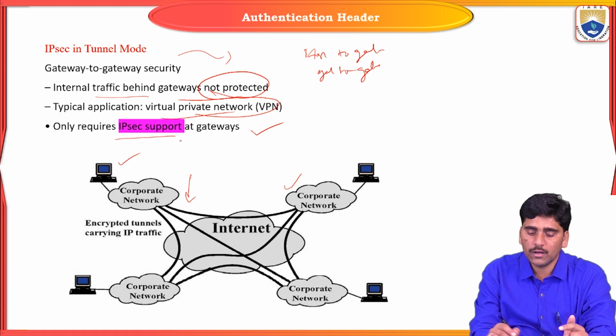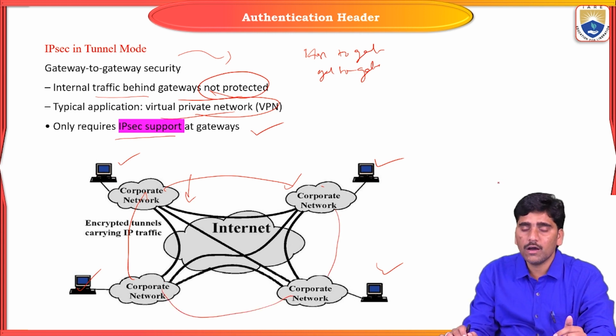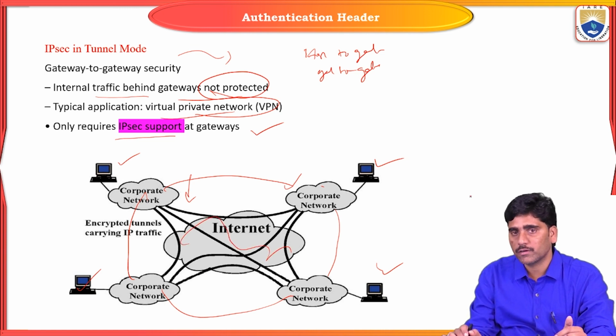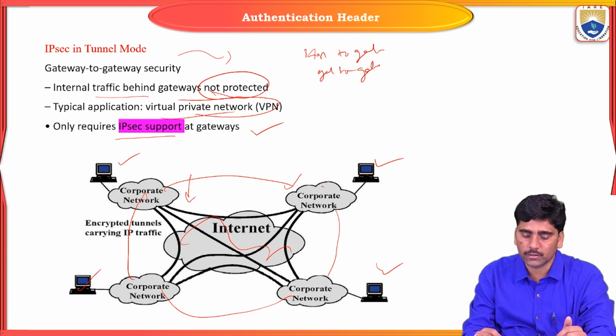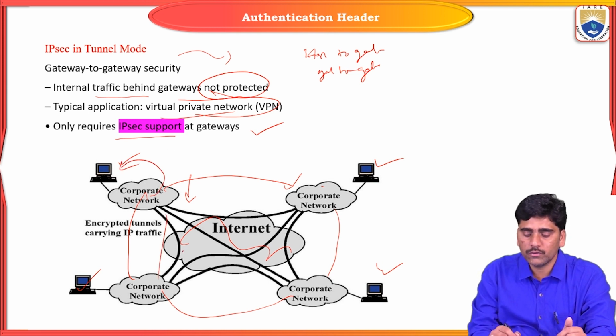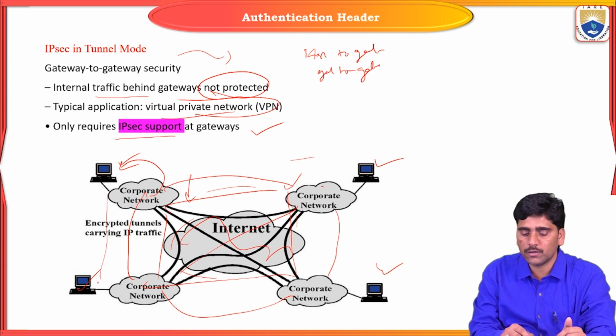Here all these hosts are connected with the corporate network, and these corporate networks are interconnected with some type of network. So here the services are provided between host to network as well as network to network. This is the local area network which incorporates all the hosts. Now the services are elaborated from network to network.